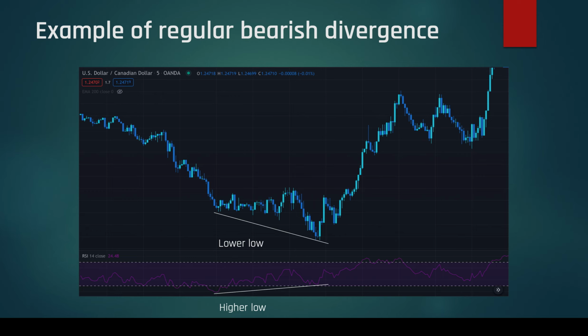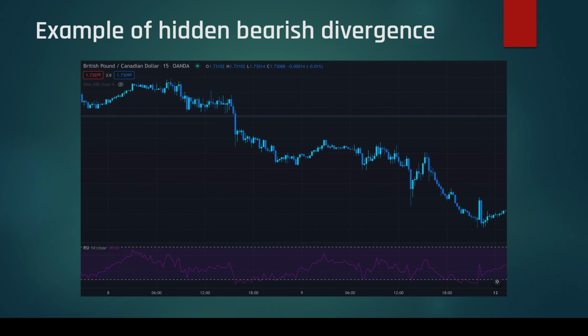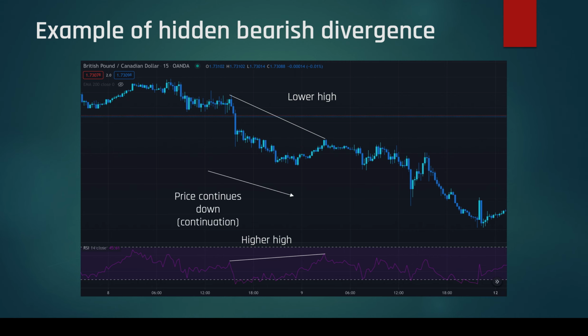Okay, so this is the signal that traders will be looking for and looking to capitalize on. And as you can see after this reading, price moved up and reversed, okay? So here's an example of hidden bearish. So hidden is a signal that the current trend could be continuing. So on price, we've got a lower high, and on the RSI, we've got a higher high, okay? And as you can see, price continued down.